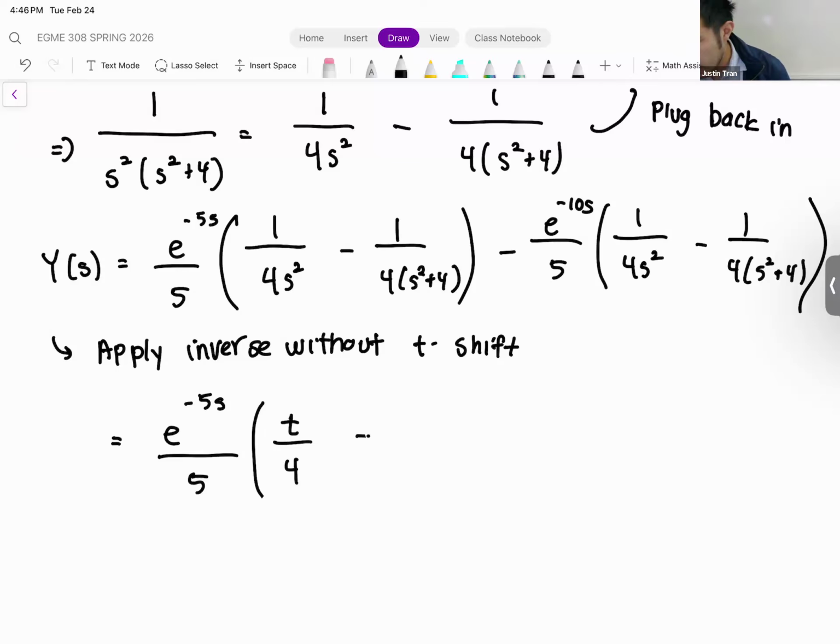So that is a sine. Okay. And so, for the sine, our omega here is 2. So that means we need a 2 up in the numerator, which means we need to divide by 2. So this is 1 over 8 sine of 2t.